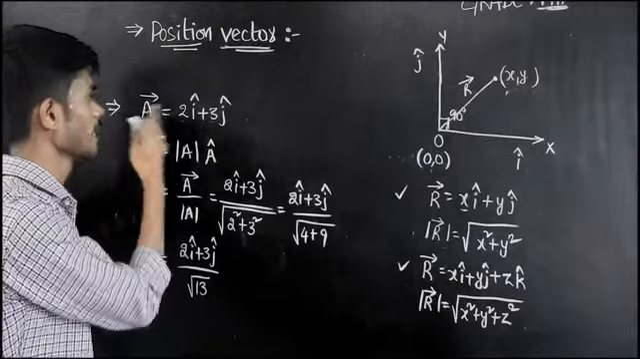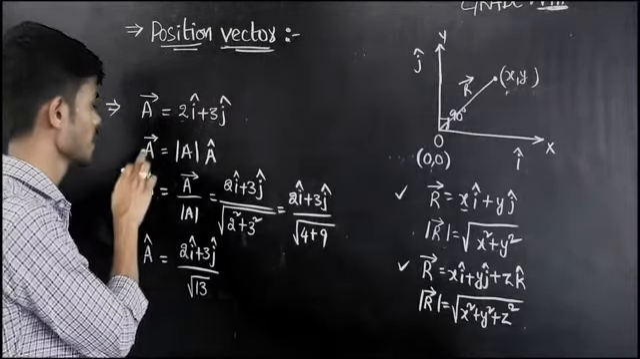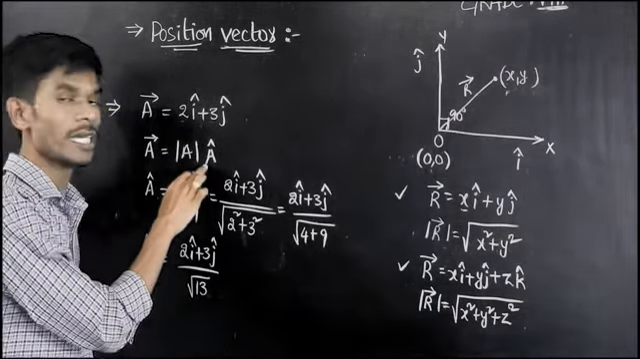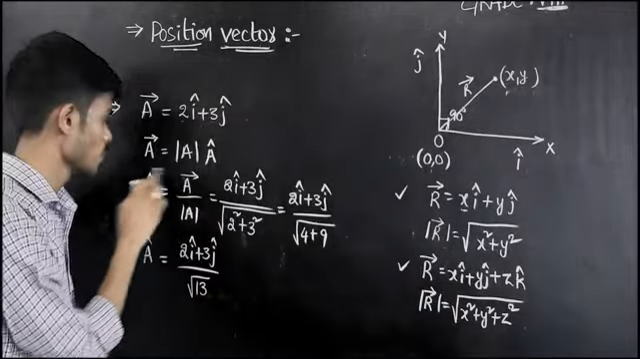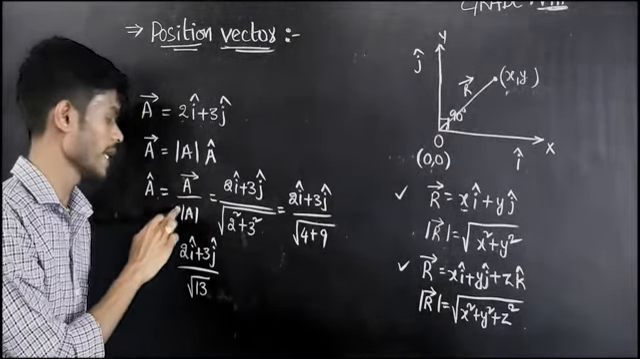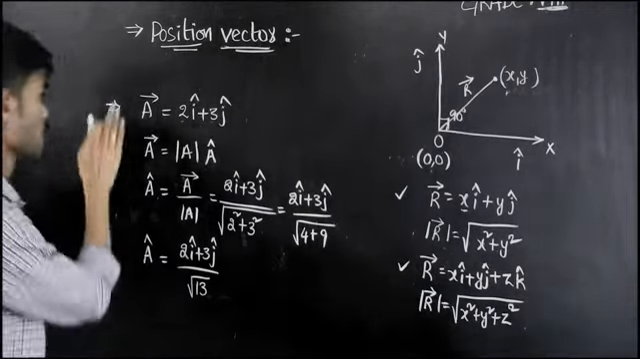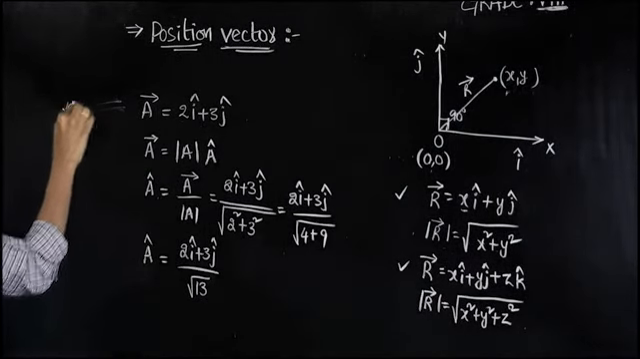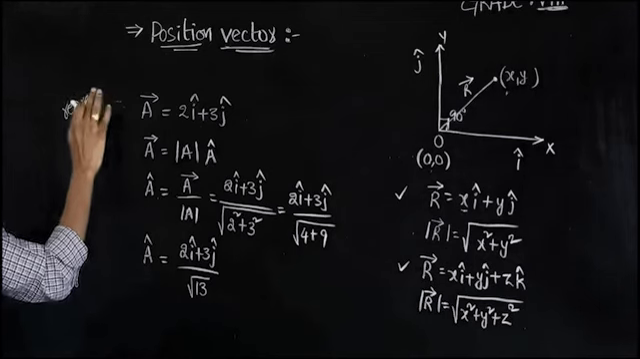Suppose they have given any vector, a bar is equal to modulus of a into a cap. From this we write a cap as a cap is equal to a bar by modulus of a. See, this is the representation of the unit vector.